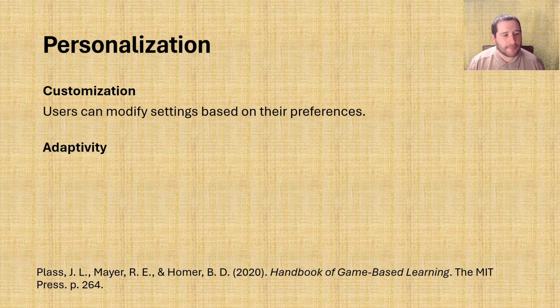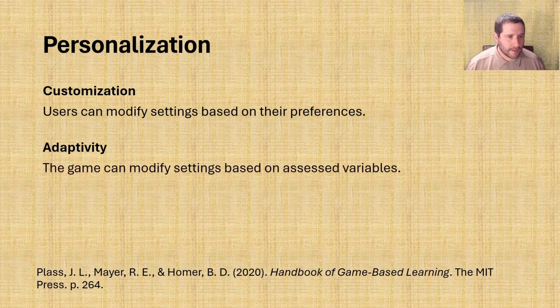Plass also talks about adaptivity. Adaptivity is when the game can modify settings based on assessed variables. So now the game is doing some assessment behind the scenes. It's checking some variable, and it's using that to make decisions about the game. Adaptivity can be something as simple as you cannot do level 2 of this game until you beat level 1. You must unlock the next level. And once you beat level 1, the game recognizes that and it will unlock level 2 for you.